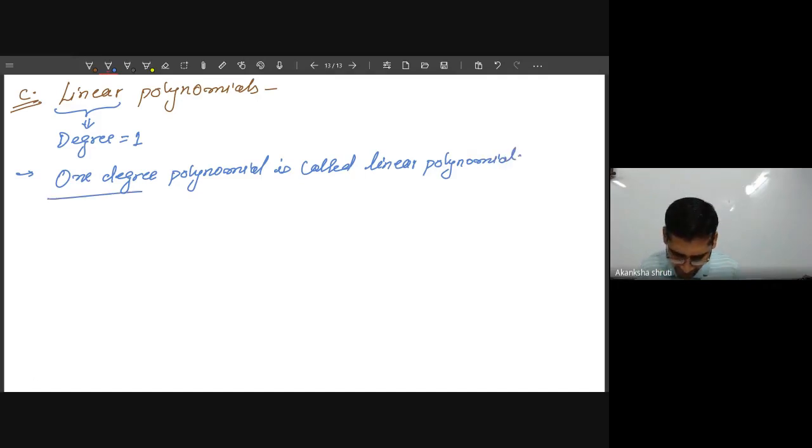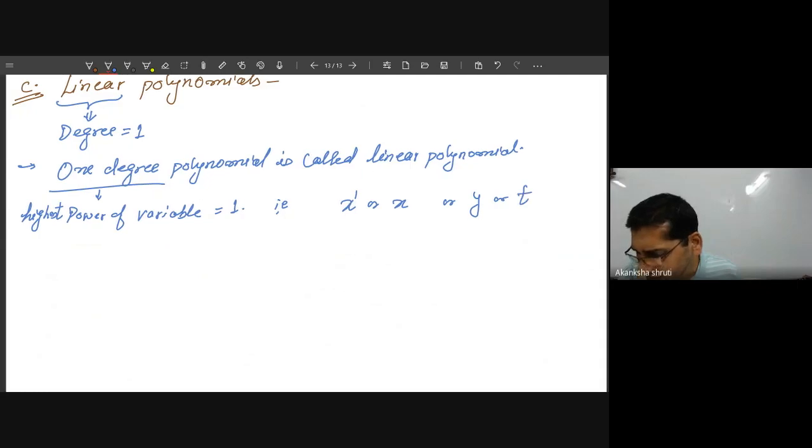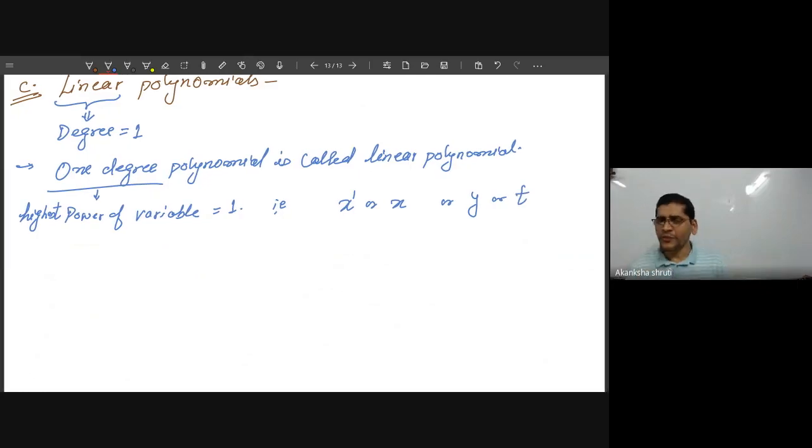Student, 1 degree means what? This simply means the power of the variable. It is not simply the power, rather the highest power of the variable should be 1 and 1 only. That is, it contains only x to the power 1, or only x, or maybe y, or maybe t, any variable. It is also possible that more than one variable may be present in the same polynomial, but none of the variables shall have power greater than 1.